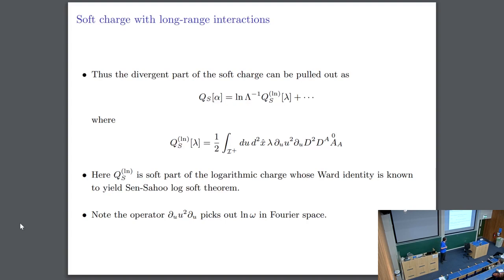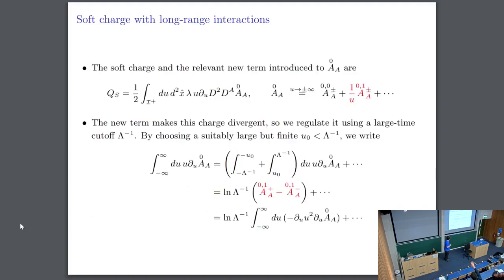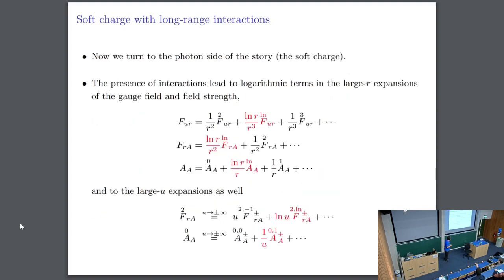Oh, yes. The 0 here refers to, if you take the A of A and do the large R expansion, this is the leading term that is independent of R. Yes, this expansion. So this is this term here.